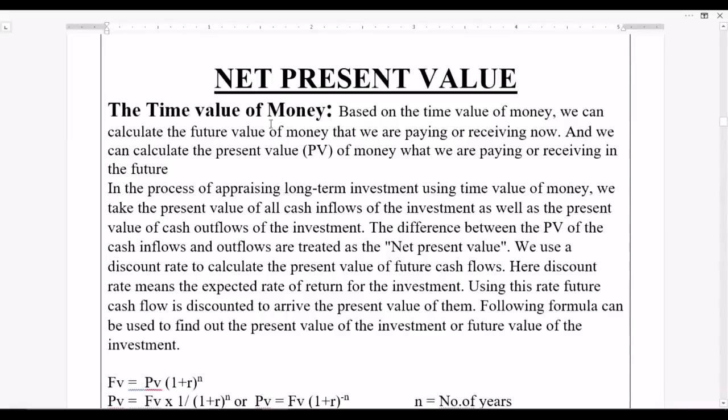My dear children, today I am going to discuss with you the topic of net present value.